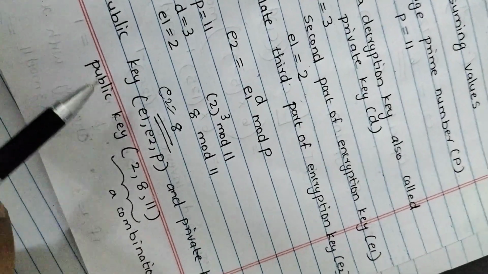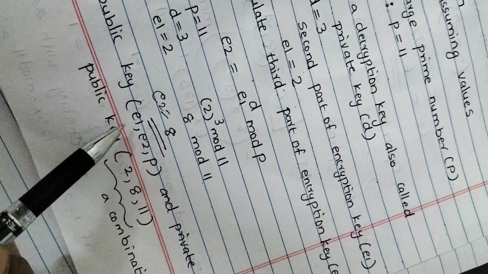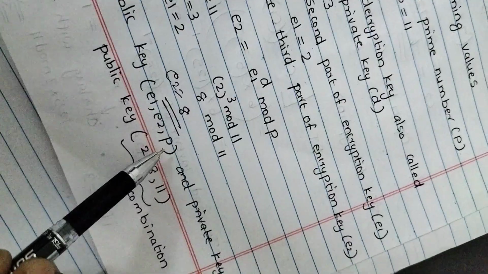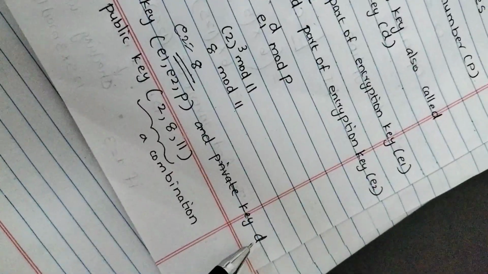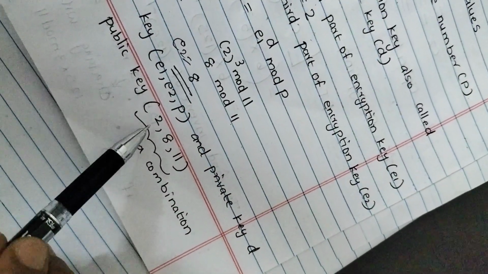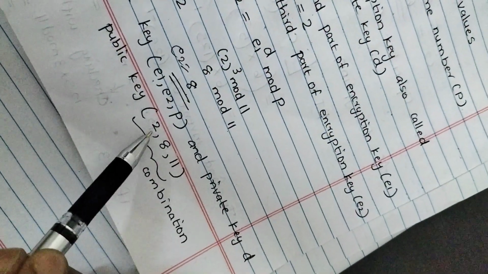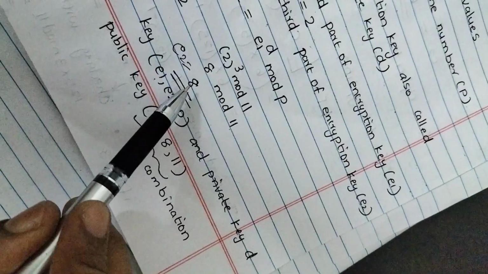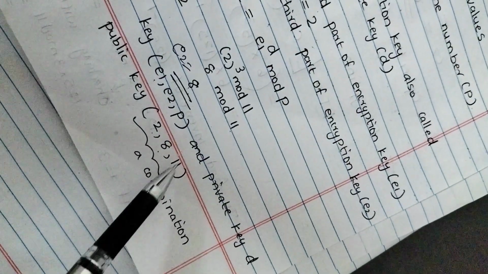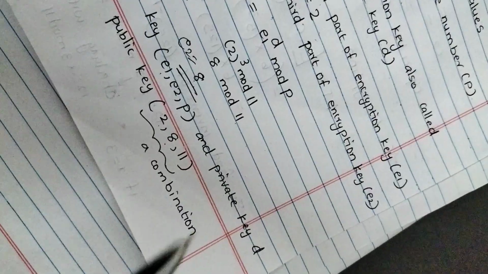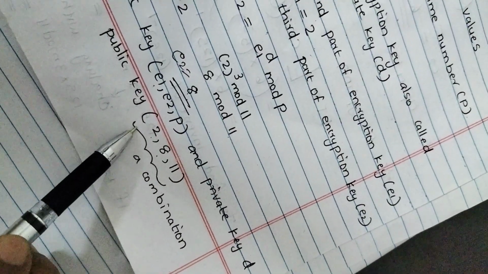So the public key is nothing but the combination of E1, E2 and P, and the private key is d. Here the public key is E1, which we already guessed as 2, E2, which we just calculated as 8, and our P is 11. So this is the combination of the public key.